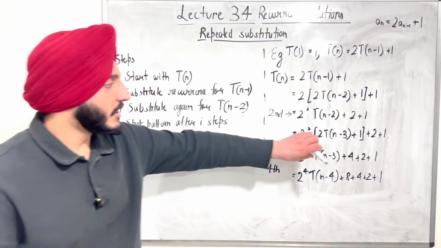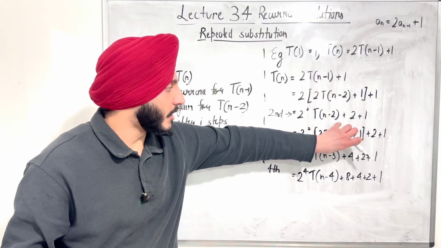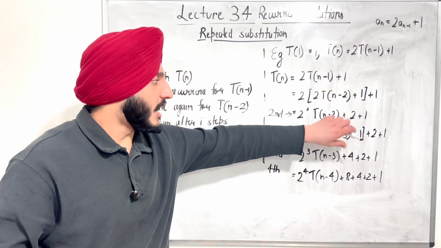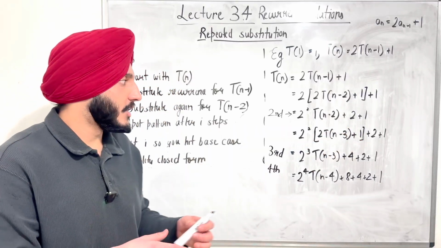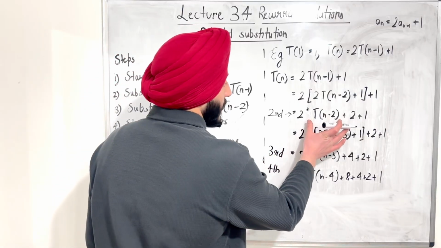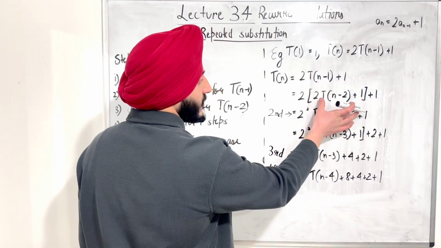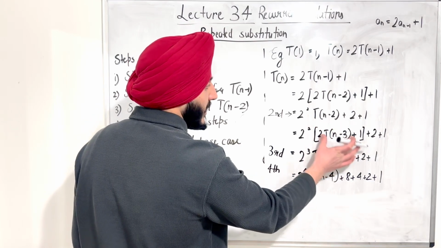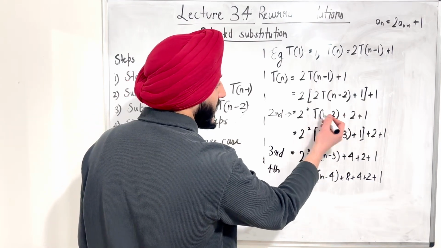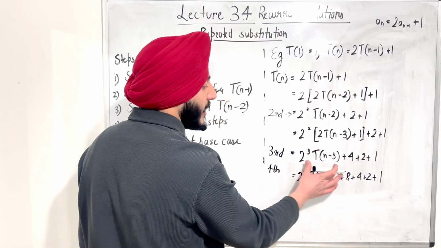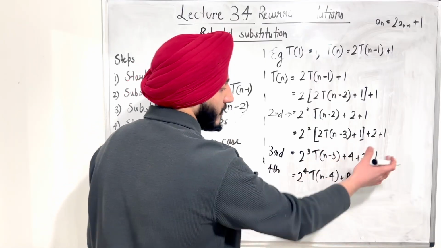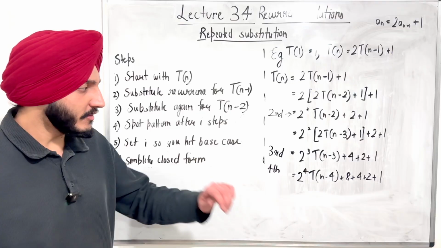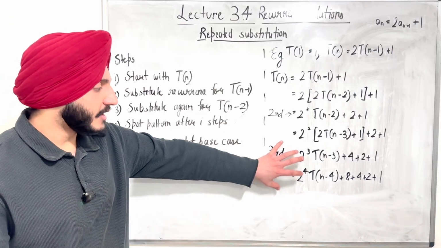Now, just wanted to clear one more thing, that this is after I've actually simplified it further, right? Because I had 2 square, first I had this equation, but then I simplified it, I get this, right? Then I replace this term, tn minus 2, with this term, and then simplify it so I get 2 to the power of 3 and this term, right? But the point is that I see that every ith step, right?